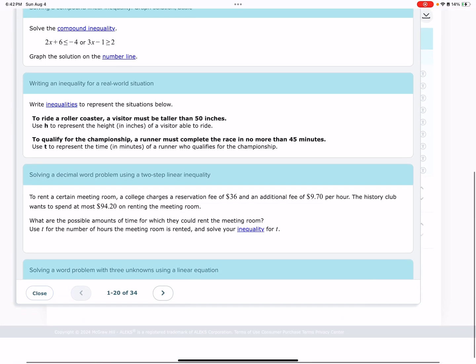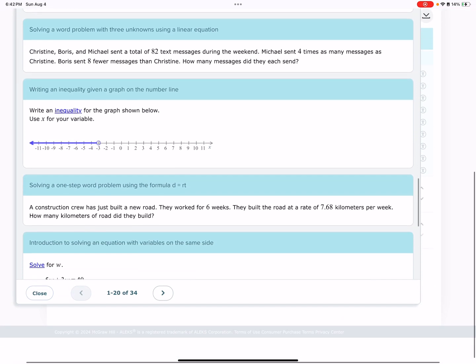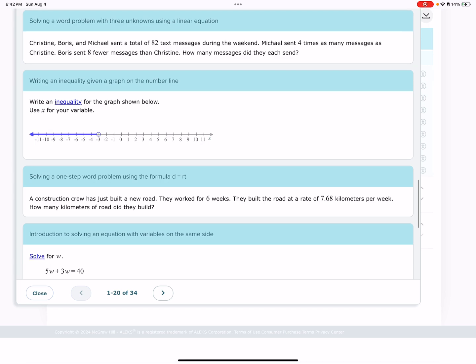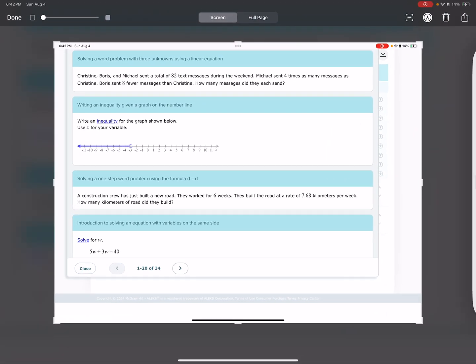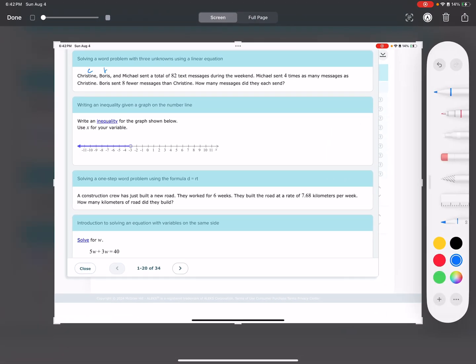Okay, so that's the first bit. Here we go, here's the next one. Solving a word problem with 3 unknowns. So let's go ahead and go to 3. I have Christine, Boris, and Michael. They have a total of 82 text messages. So I'm going to add these up probably and say, okay, that's 82 text messages during the weekend.